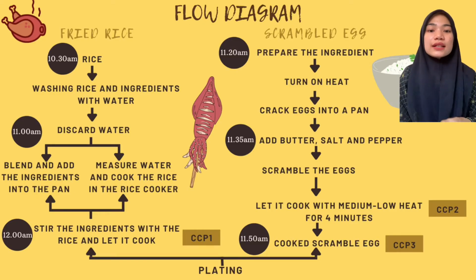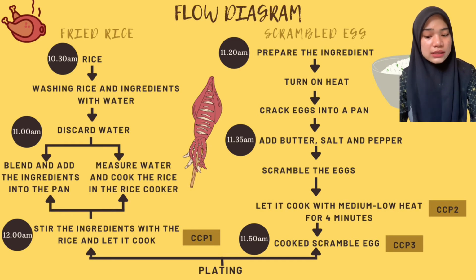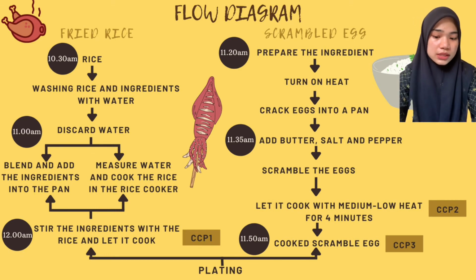We are going to discuss the flow diagram of the fried rice with scrambled egg. First of all, at 10:30 a.m., this is raw material. We wash the rice and ingredients with water and then discard the water. At 11 a.m., divide by 2, which is the ingredient we will blend and then add into the pan, and we measure the rice. We measure the water and cook the rice in the rice cooker.